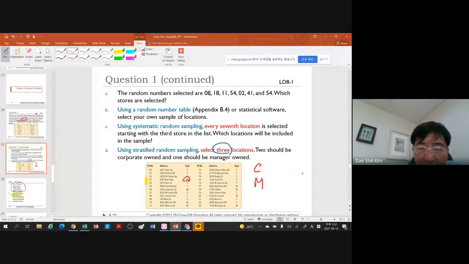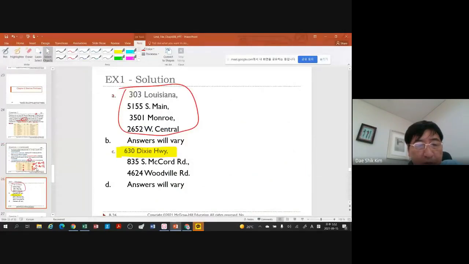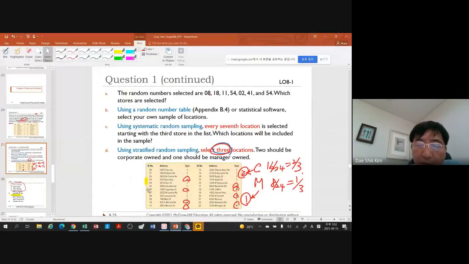Counting 1, 2, 3, 4, 5, 6, 7, 8: 8 out of 24 is 1/3. The remaining 16 out of 24 is 2/3. So when you choose 3, 1 sample must come from manager owned and 2 should be selected from corporate owned. But which ones among the corporate owned? You need to randomly select and pick 2.